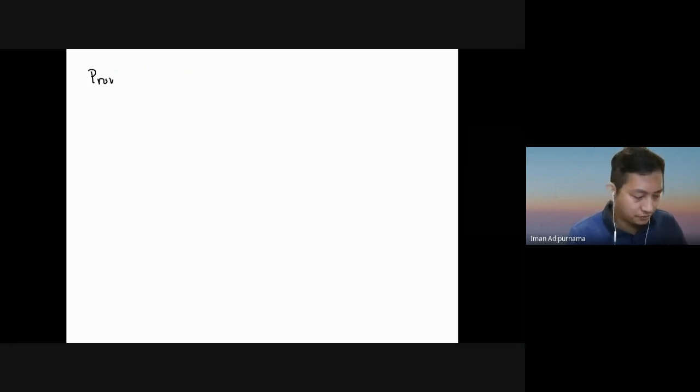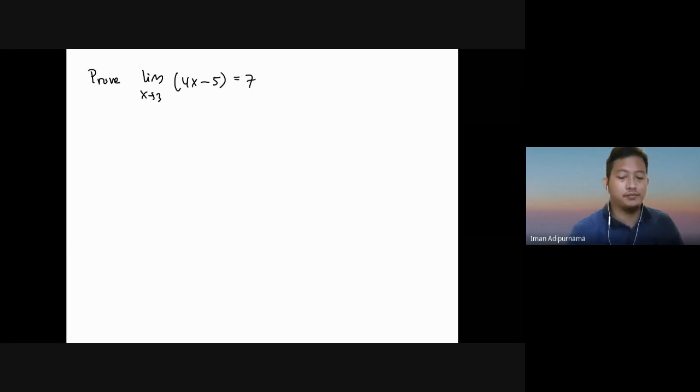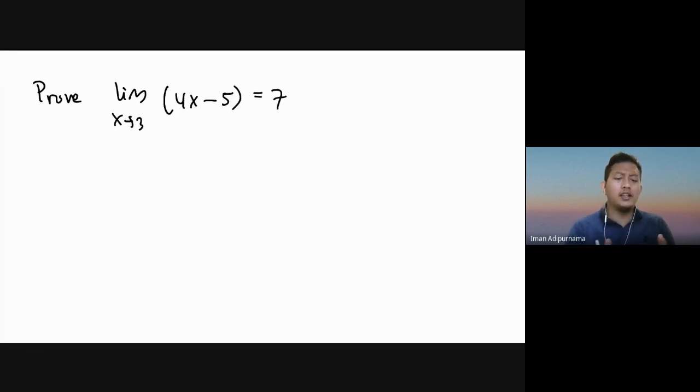Prove the limit as x approaches 3 of x minus 5 is equal to 7. The question is not asking how to evaluate the limit, because to evaluate the limit, you know the limit for this one is 7, right? But how to prove that? Now we need to have our idea about delta and epsilon and make it happen here and make it equal, and then prove that the limit is true, right?